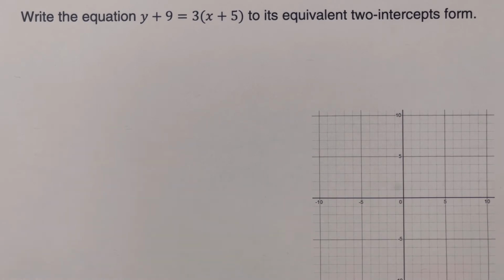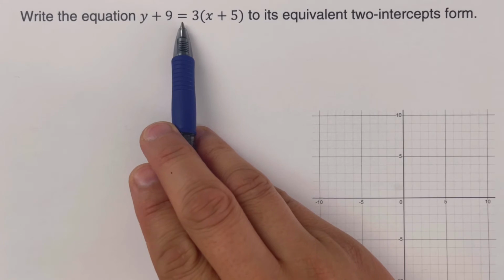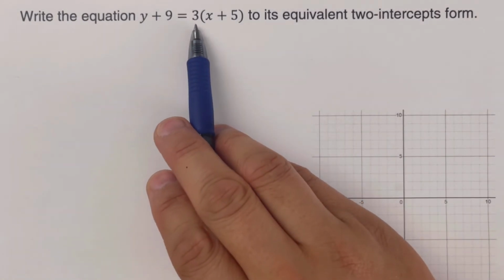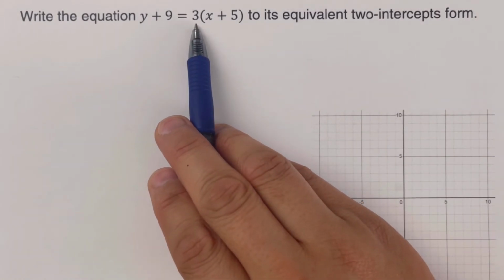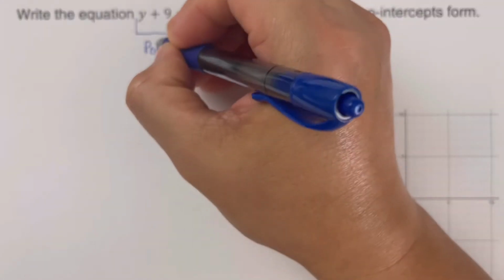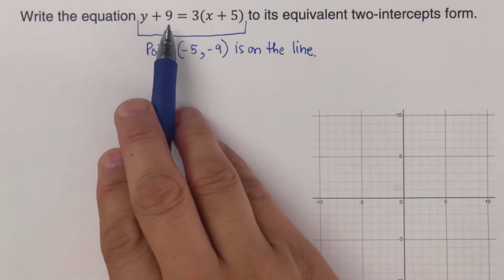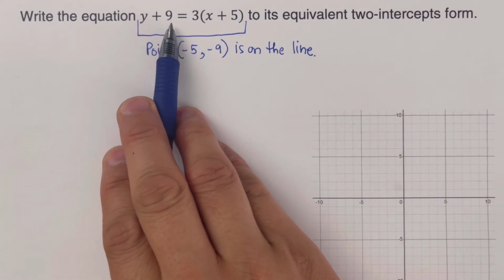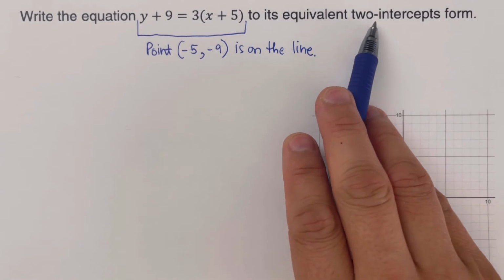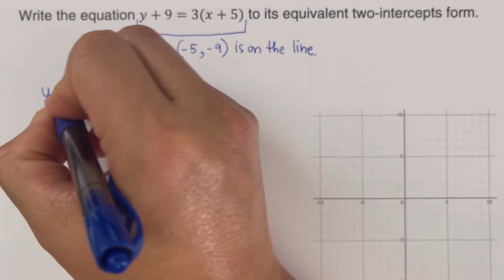Okay, so we go over the problem here. Looking at this point-slope form equation that we have right here, we can tell that the point (-5, -9) is on the line. So I'm going to go ahead and label that down here. Okay, so we're going to change this given point-slope form to its equivalent two-intercepts form. So I'm going to go ahead and rewrite that equation down here.